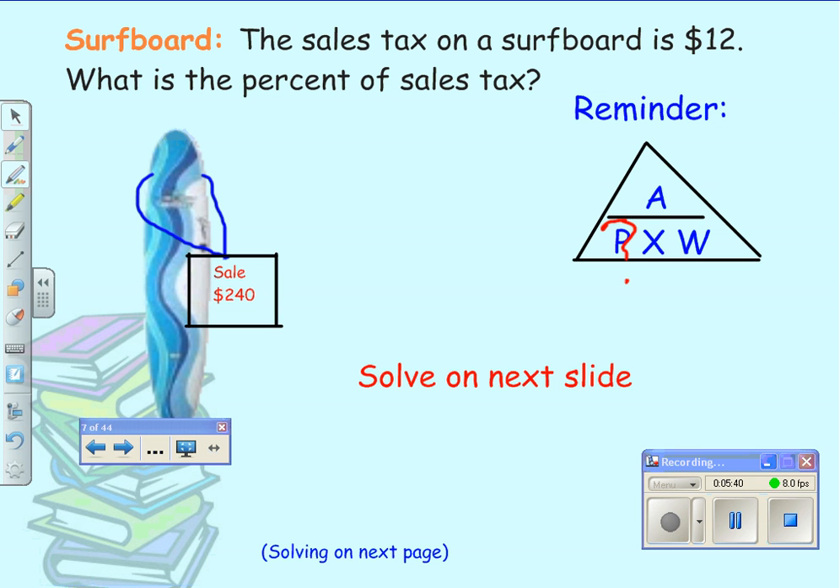So with $12 is A, and $240 is W. With that, you should be able to solve this on your own. What is A? A is 12 over 240. Yeah, 240. And that is how you get your answer. You go ahead and solve when you are ready.